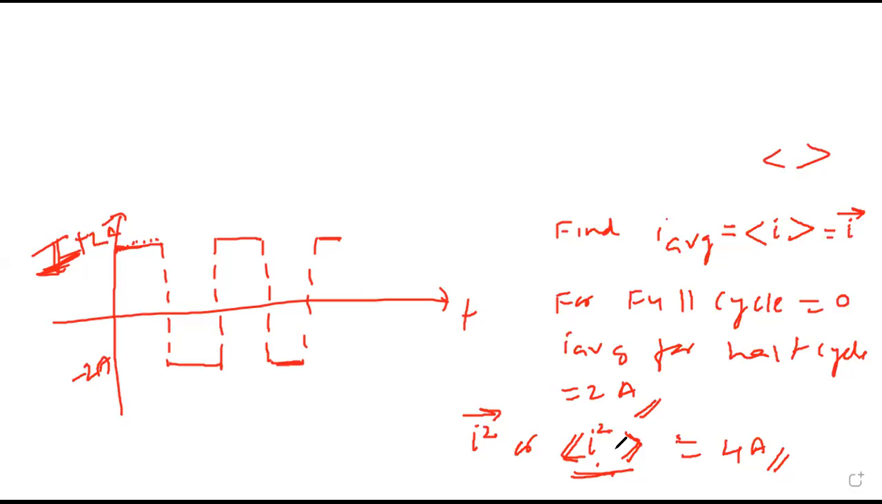So mean square is nothing but square of mean; this is also called mean square. So I square bar, or bracket, means mean of I square, is 4 ampere. Shall I clear it? Yes.